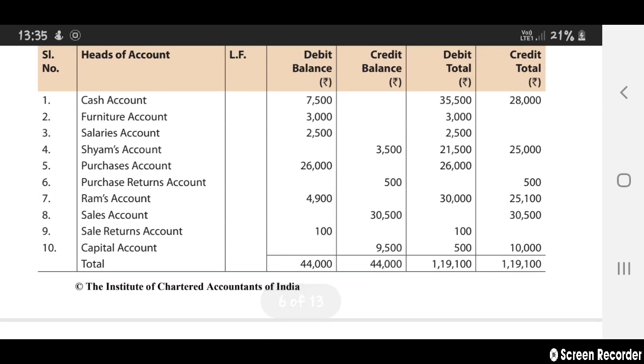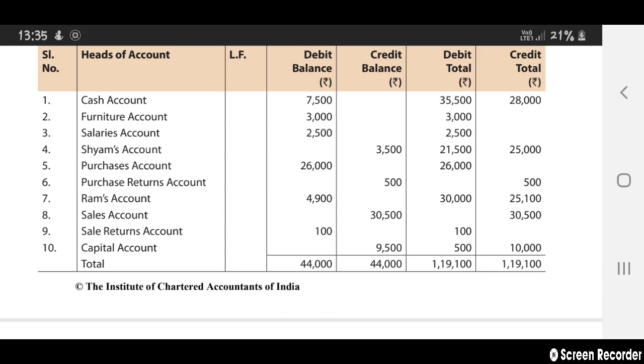I am also doing that only. Now Ram's account: the debit balance is 4,900, there is no credit balance, the debit total is 30,000, and the credit total is 25,100. Next is the sales account: 30,500 is the credit balance, there is no debit balance and no debit total, and 30,500 is the credit total.